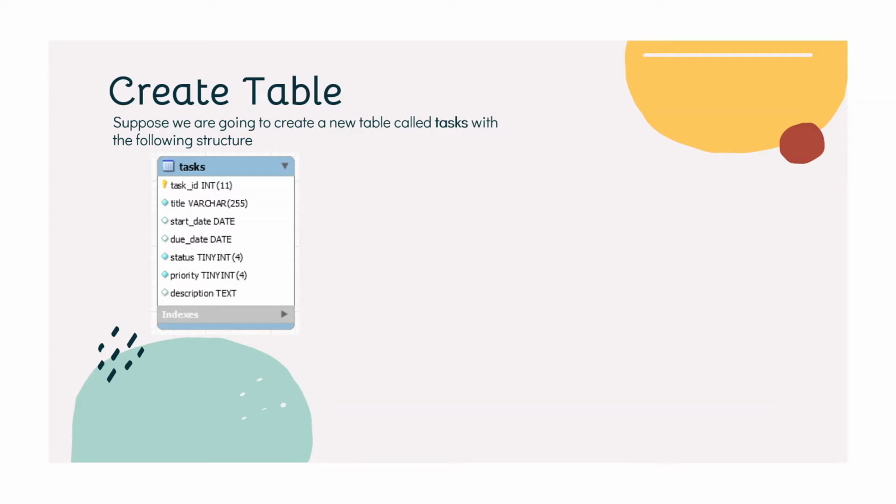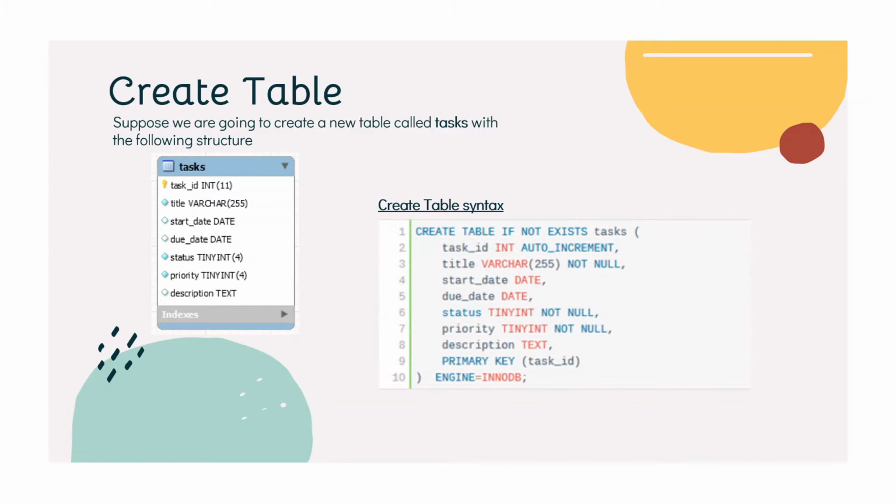We can create this table using SQL syntax, like this: create table if not exists, then the table name is tasks. After that, we specify the column list. First is task ID with the data type integer, and then we set task ID as auto increment. Then the second is title. The data type is varchar and the maximum length is 255, and we set title to not null.